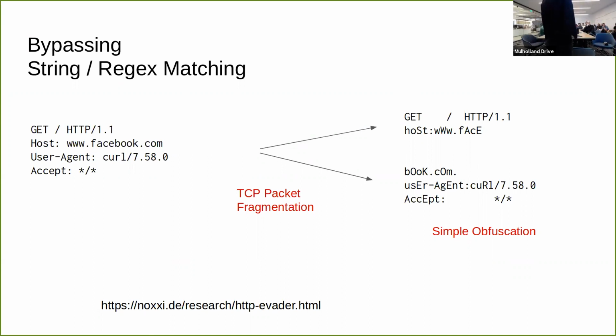So for example, if we're just regex matching on, say, facebook.com, we want to block that. What we could do is split this up and make it uppercase, lowercase, split this up into 2 different packets, add in extra spaces. The browser will handle it just fine, but maybe the firewall won't. So this is a good way to get around it. It's been known for a while.